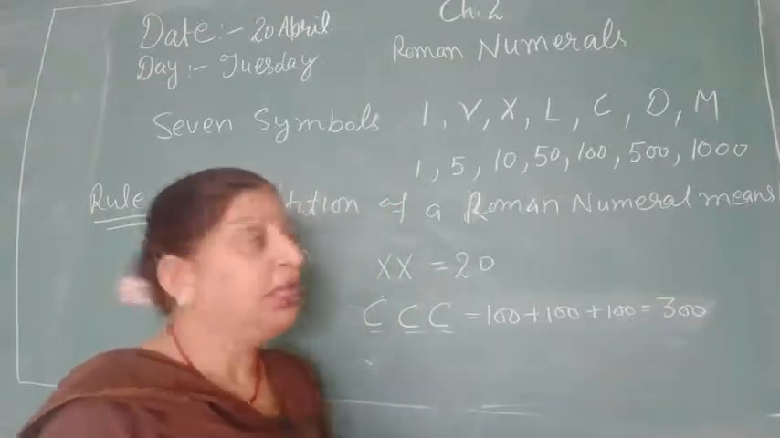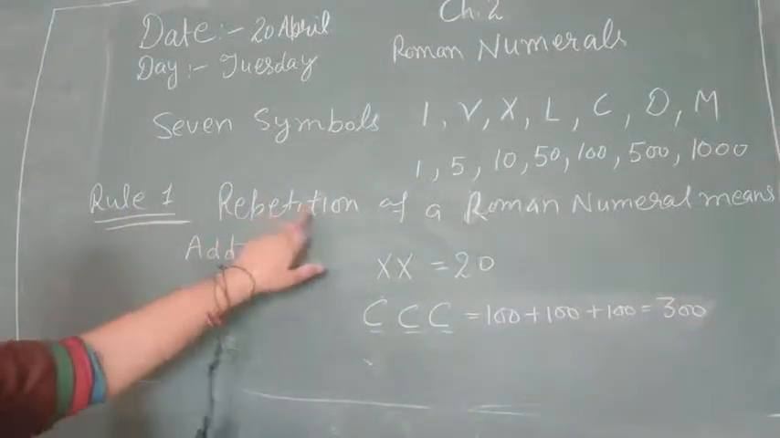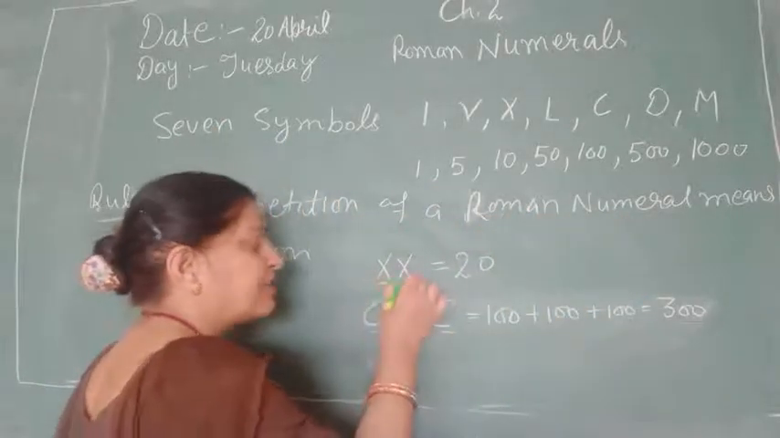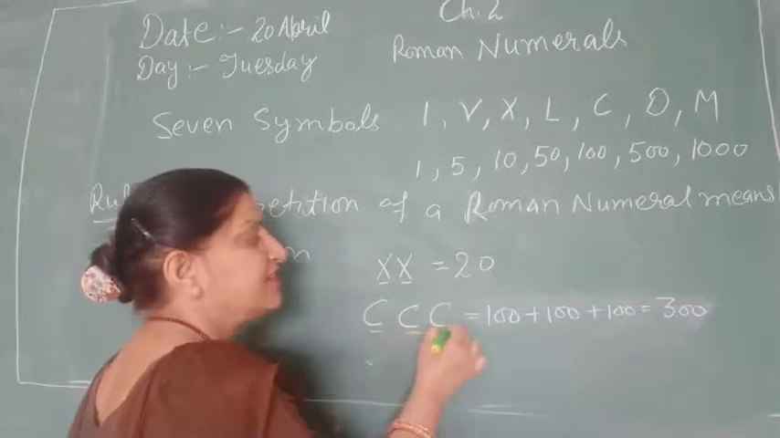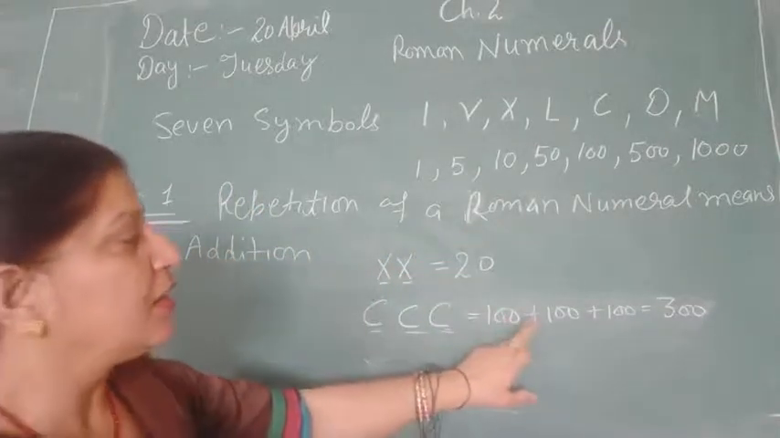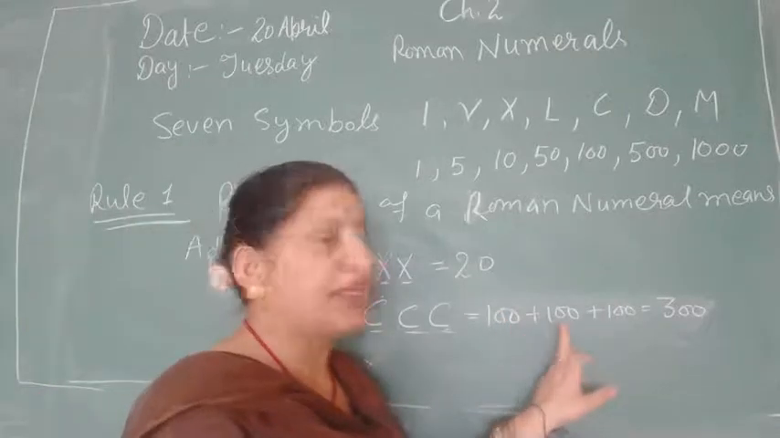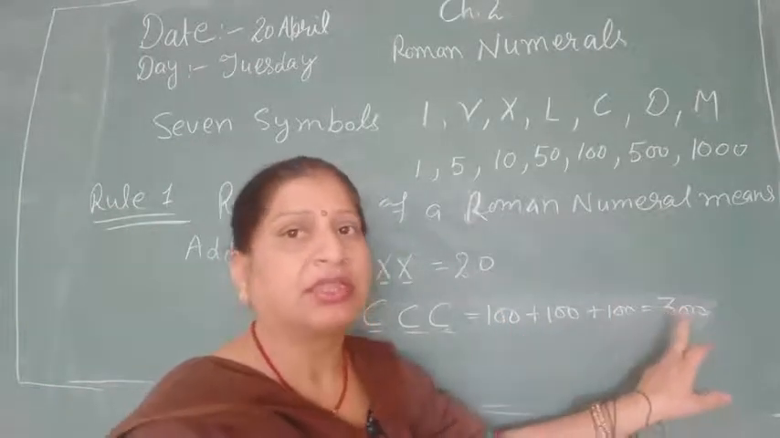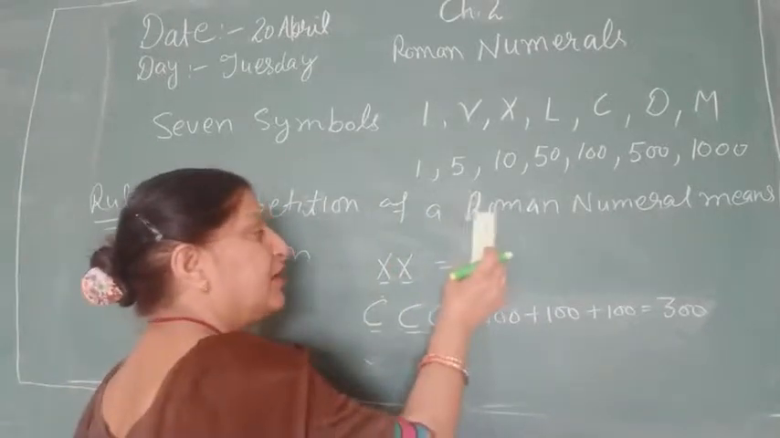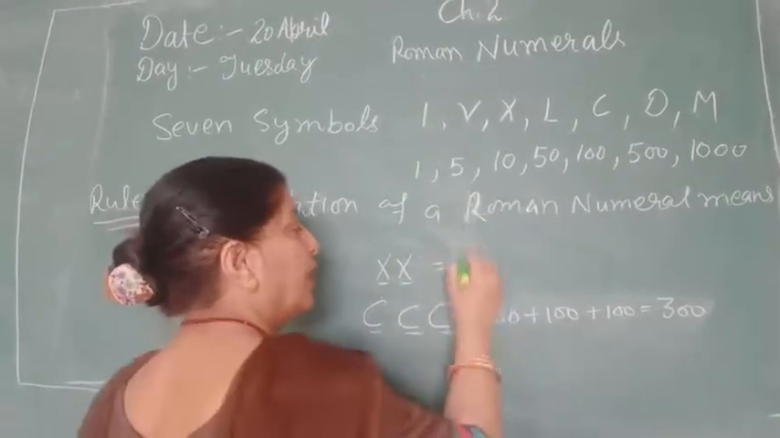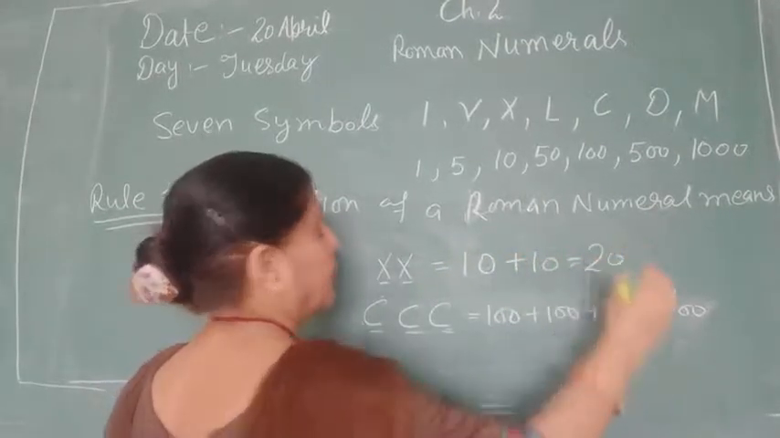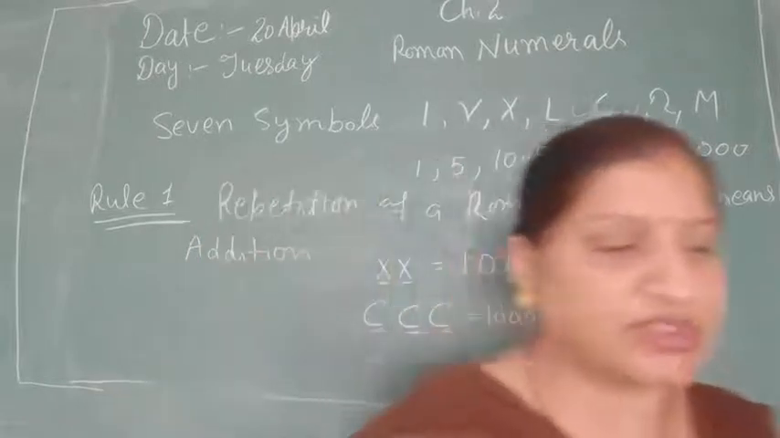Clear this one? Now, repetition of a Roman numeral means addition. Here we repeat CC and XX. In this we write 100 plus 100 plus 100, that is equal to 300. In this also you write like this, 10 plus 10, that is equal to 20. This is our first rule.